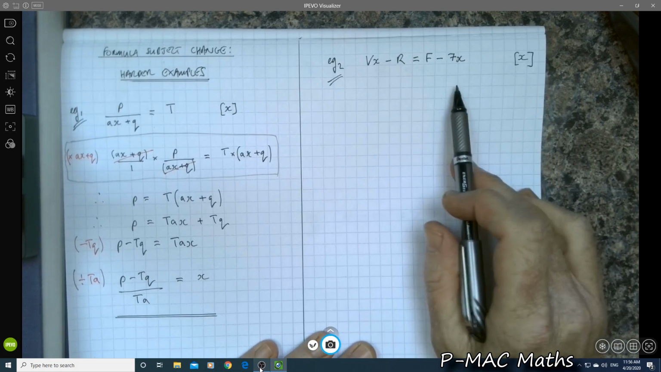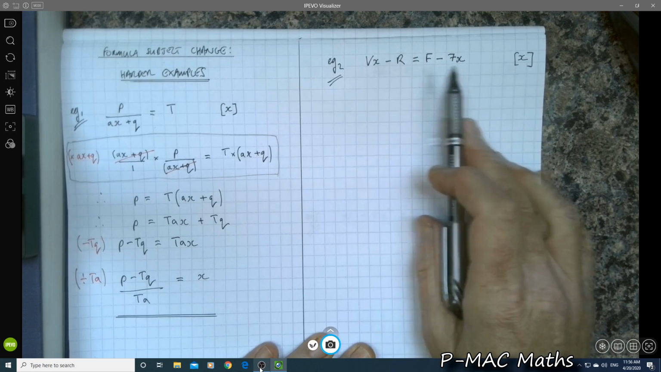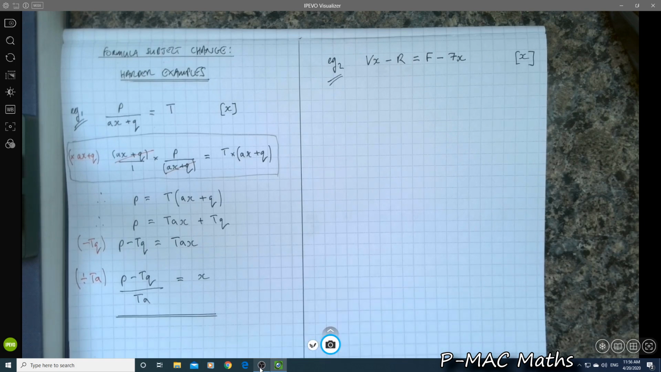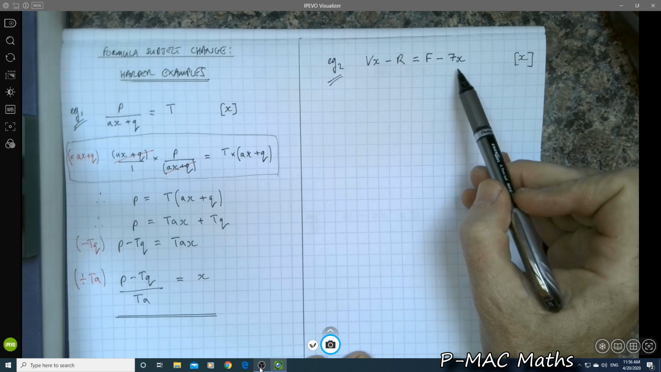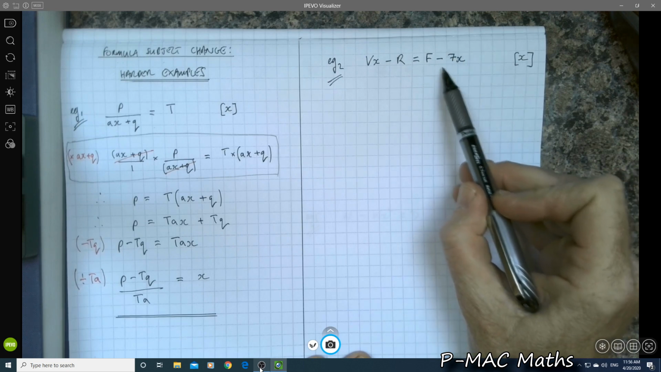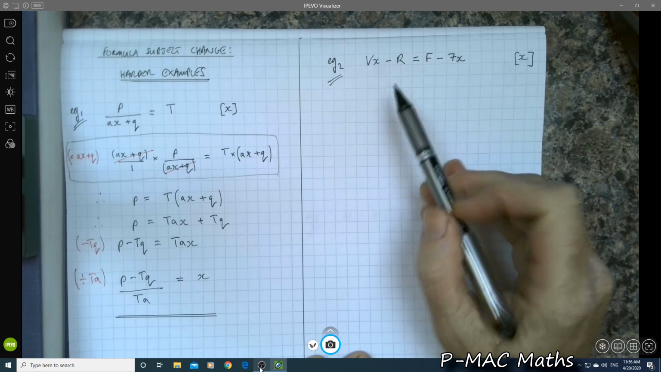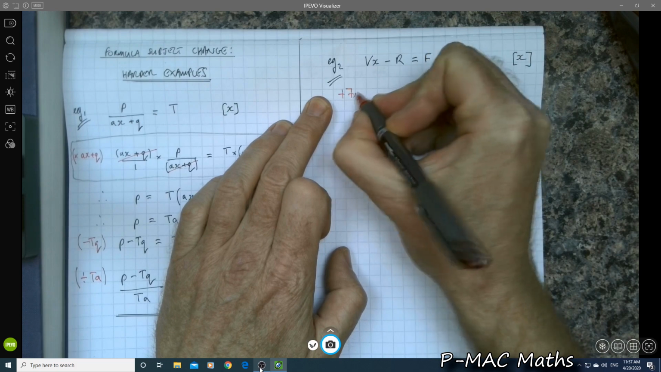In this next question, the initial confusion is caused by the fact that there are x terms on both sides of the equation. And so the first job in dealing with this is to get the x terms on one side and the non-x terms on the other side. The left hand side has vx and the right hand side has minus 7x. Recall that terms own the sign in front of them. So the simplest move here will be to add 7x to both sides.